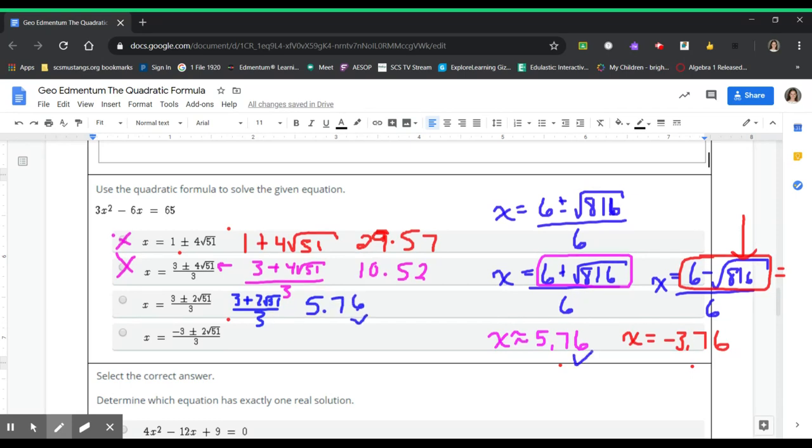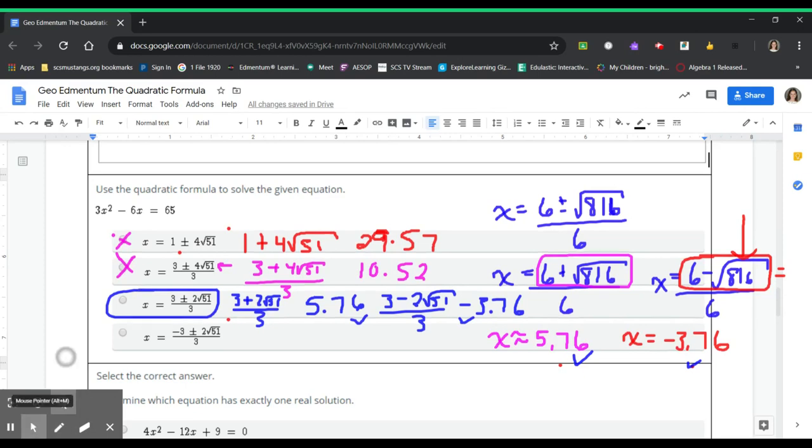So we can't assume that that's the right answer yet. We have to try the negative version. So we've got to do the 3 minus 2 square root of 51 divided by 3. So 3 minus 2 square root of 51. That gives me a negative 11.28, more decimals, divided by 3. And there is the negative 3.76 that we're looking for. So our answer for this one is going to be C.